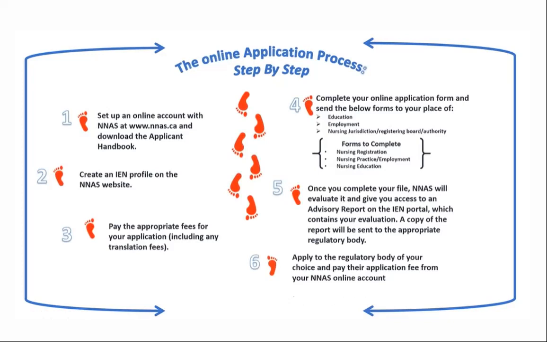And then a copy of the report, one is released for you, and one is sent directly to the regulatory body to which you wish to apply. And the final process is, once your advisory report's available, you'll be given access to apply directly to the regulatory body. And then from that point forward, you'll be officially an applicant of that regulatory body to follow their procedures towards licensure.